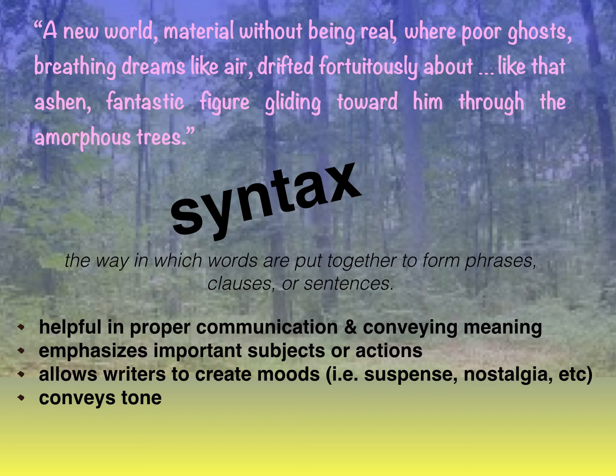Now, the ellipsis right here, or the series of 3 periods, indicates a more major break. It signals to the reader, pay attention to what's coming. The ashen, fantastic figure gliding toward him through the amorphous trees is very important. Something is about to happen here. So these long, drawn-out sentences that make brief stops for vivid description show that the narrator is relating the story in a manner that's forlorn, woeful.